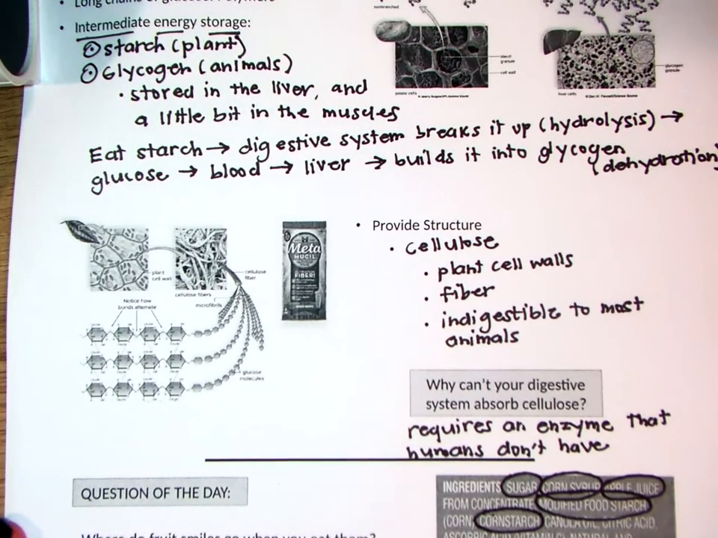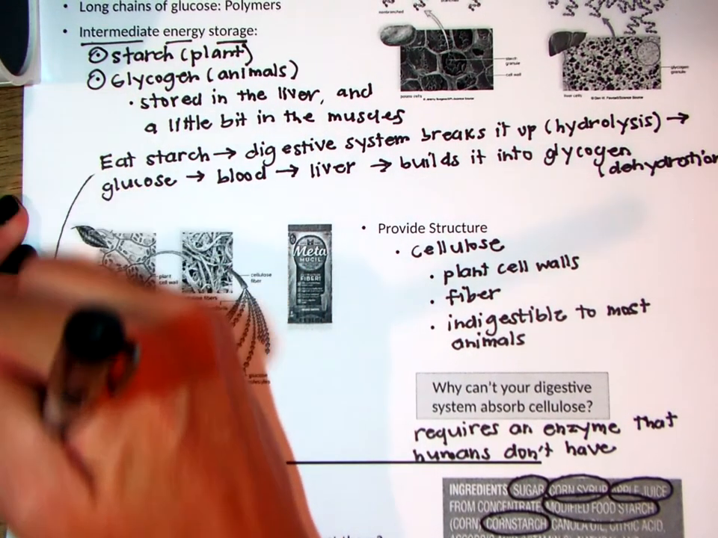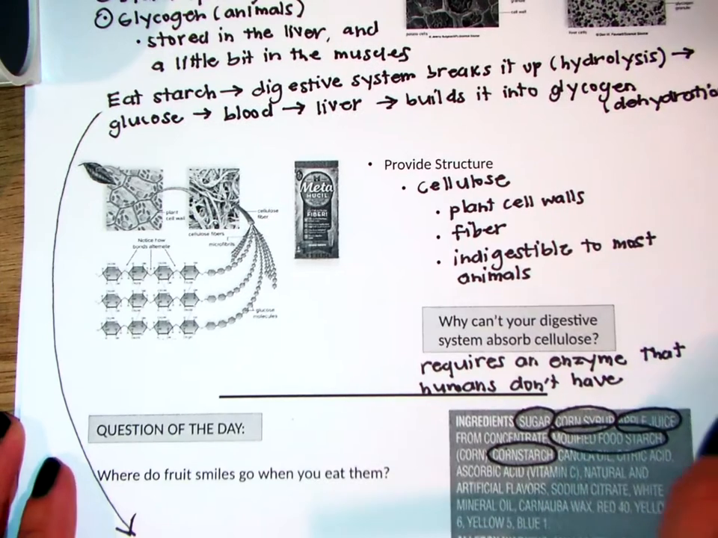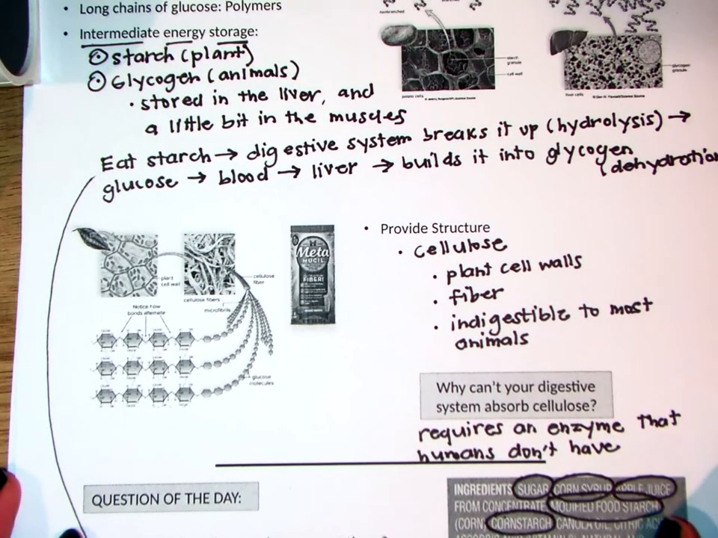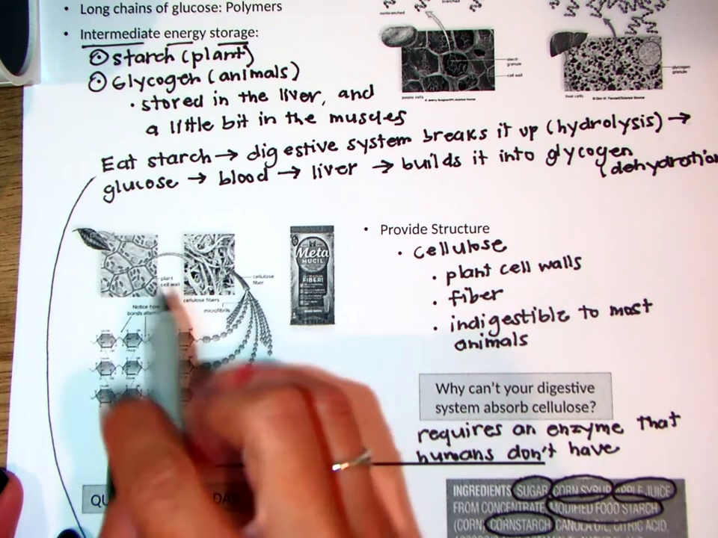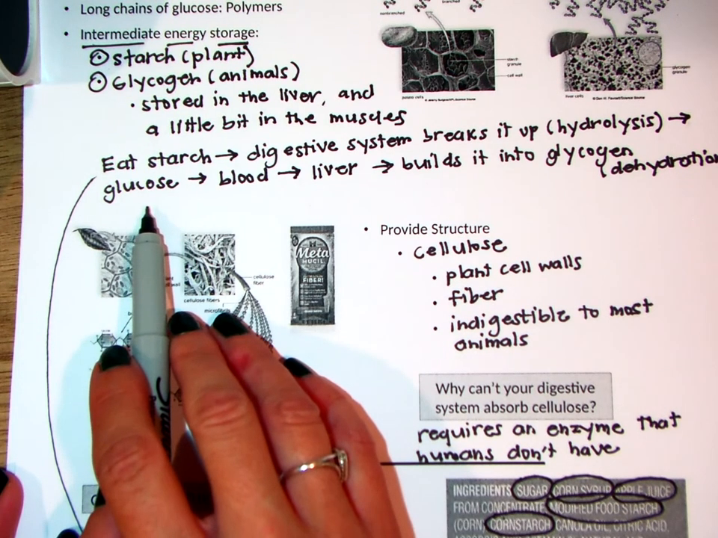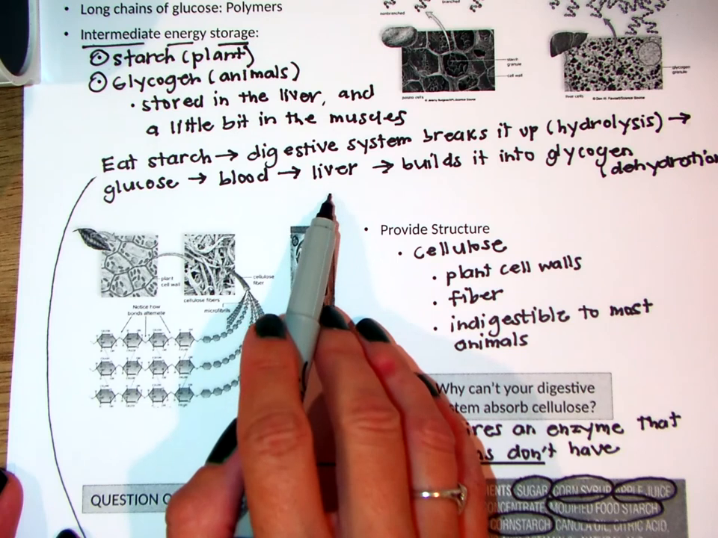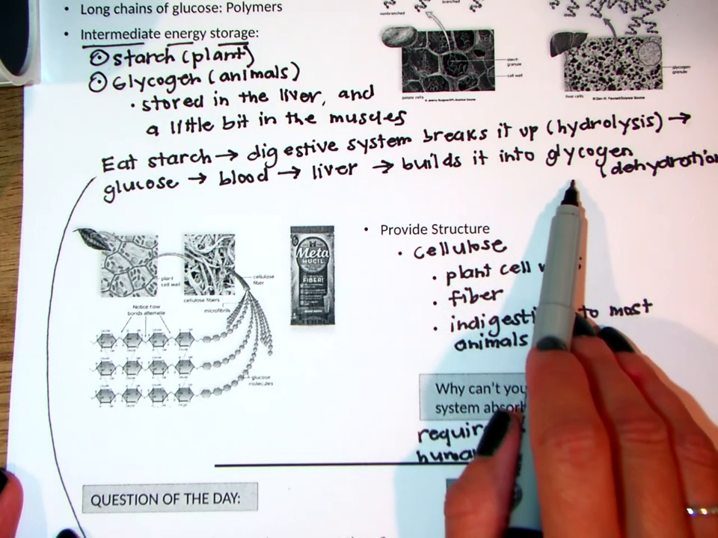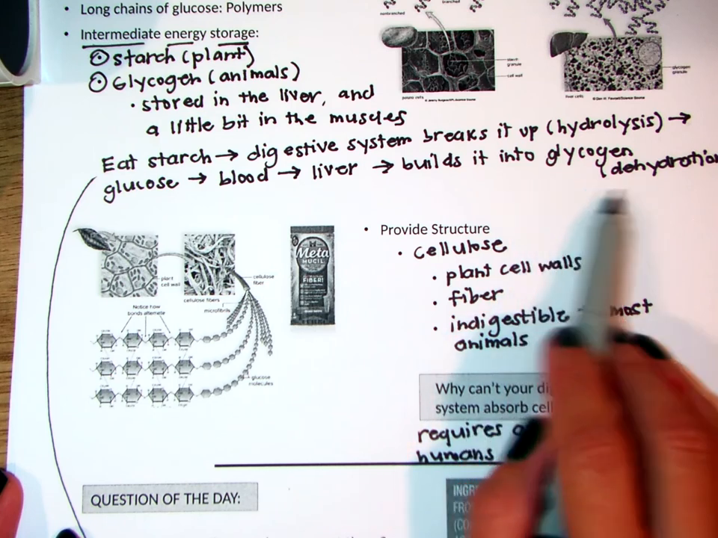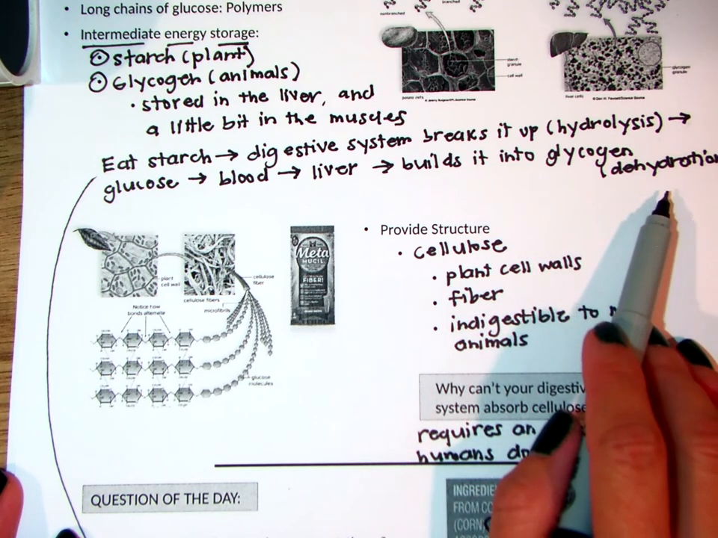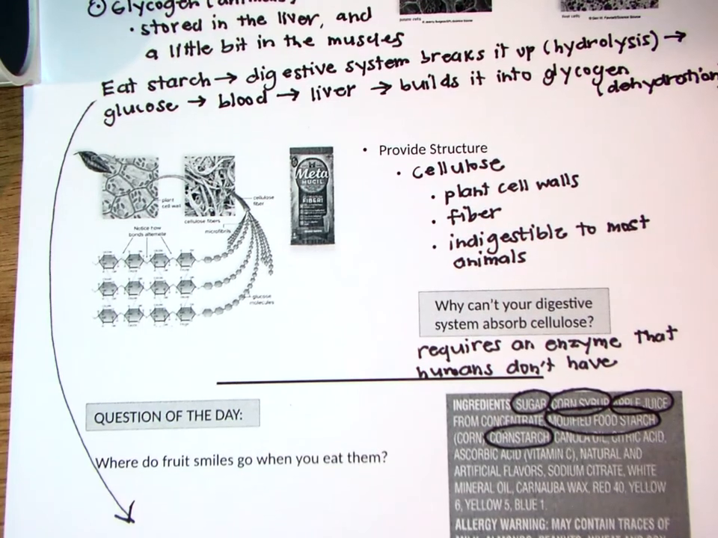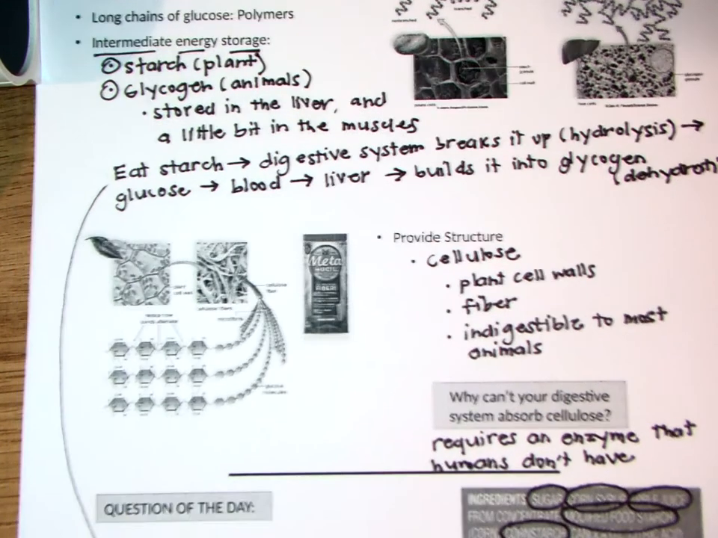Well, if you look at this little process that we've drawn up here, that's what happens. Where does it go? So you eat it, your digestive system starts to break it up through those hydrolysis reactions until it gets to glucose, which will either be used as an immediate source of energy, and any excess will go into the blood, to the liver, which will build it into this glycogen polysaccharide by the dehydration reaction process. So good old fruit smiles.